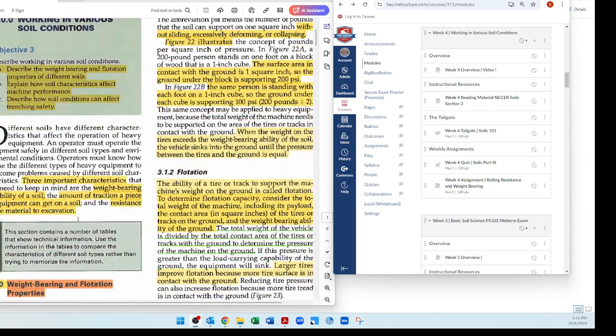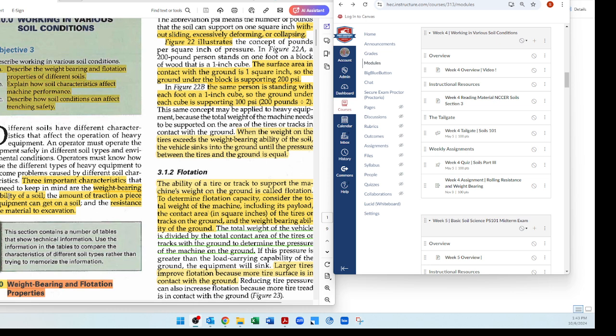So we went through the objectives here, and I just want to mention this about these three. It says operators must know how to use the different types of heavy equipment to overcome problems caused by different soil characteristics. So three important characteristics that you need to keep in mind are, first, the weight-bearing capacity. How much weight will that soil bear per square inch of whatever it is you've got driving over it. So that's the weight bearing capability of the soil. And we'll get to a chart on that here in just a minute.